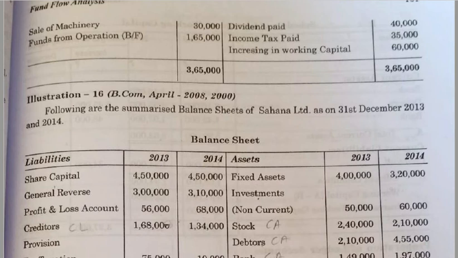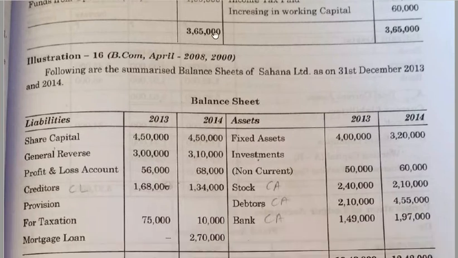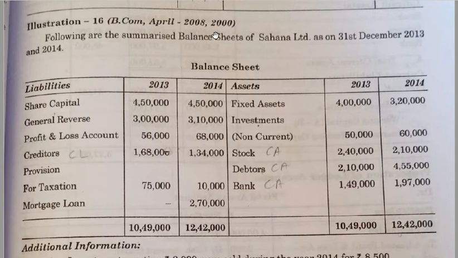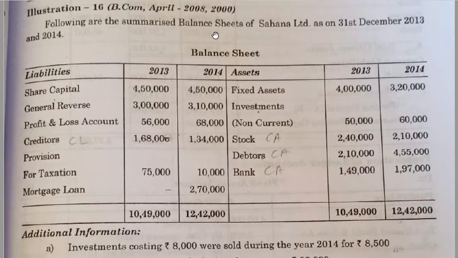We're going to start with illustration 16. Following are the summarized balance sheets of Sahana Limited as on 31st December 2013 and 2014. They've given the balance sheet.